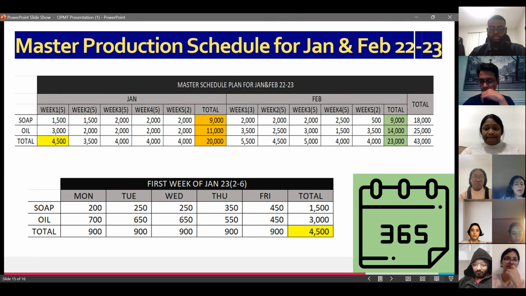But the trend of production for both of them is almost equal during the year.